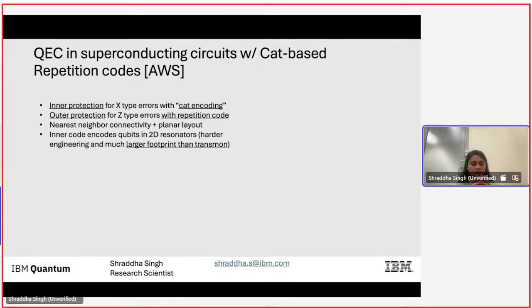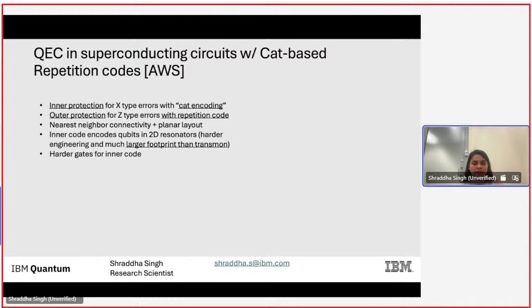Oscillators generally are 3D objects. So what people try to do is make them quasi 2D objects. But these have a larger footprint compared to transmons, which are the normal superconducting qubits. Those are much, much smaller, of nanometer scale, and these are of centimeter scale. They've recently demonstrated millimeter scale oscillators, but these are significantly bigger compared to normal superconducting qubits.